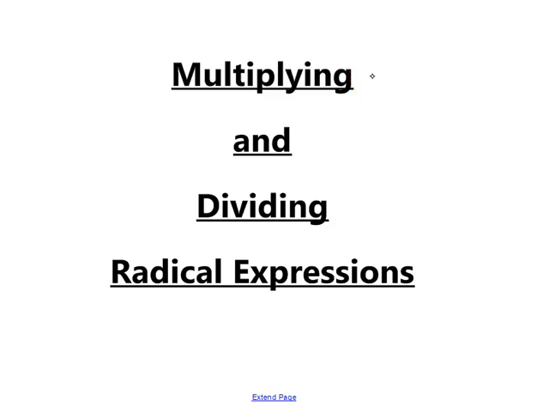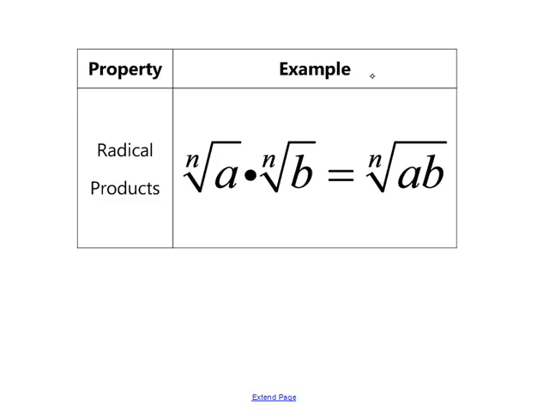Multiplying and dividing radical expressions. So when we're multiplying radical expressions, first we have to make sure that the index is the same. Then you just want to multiply whatever terms are underneath the radicals together. So if we're multiplying these two terms together, we would have that same index, and we would just have a times b under the radical.